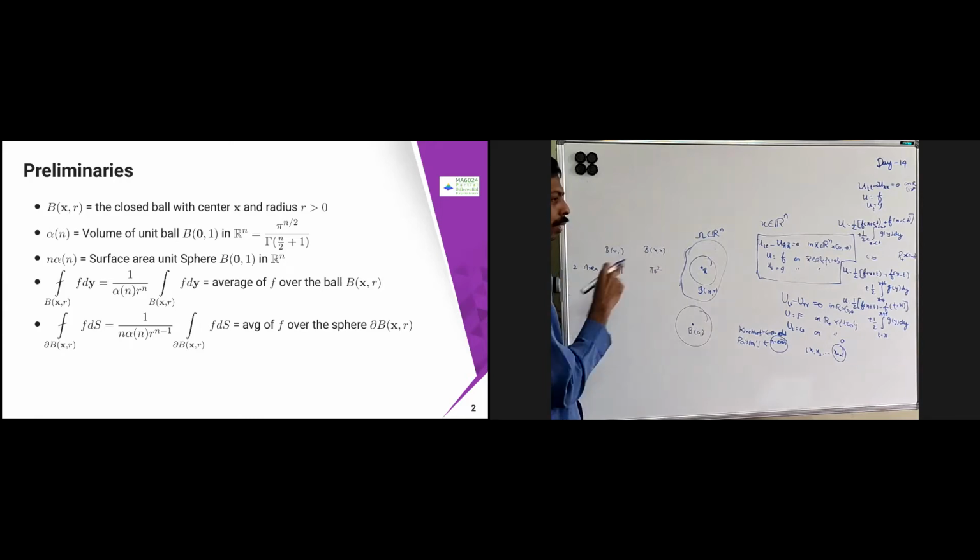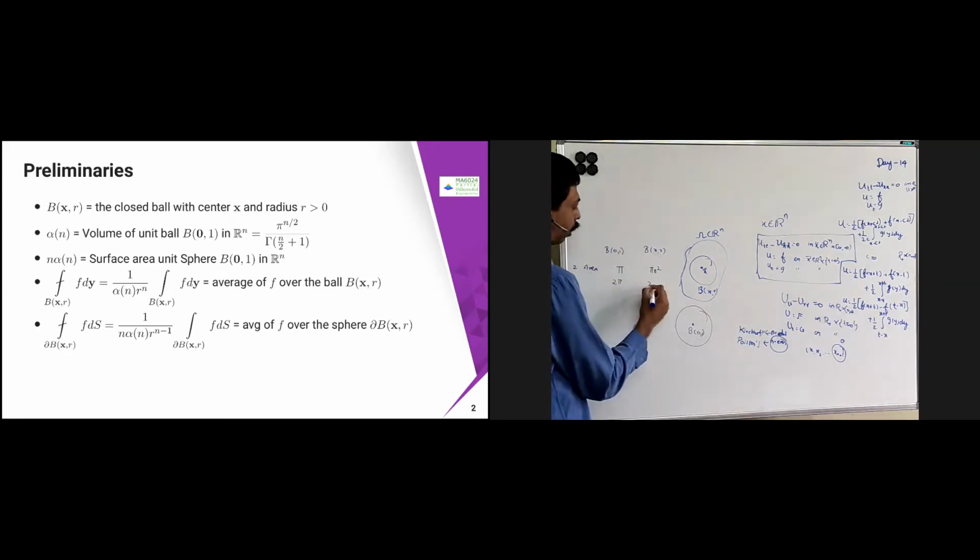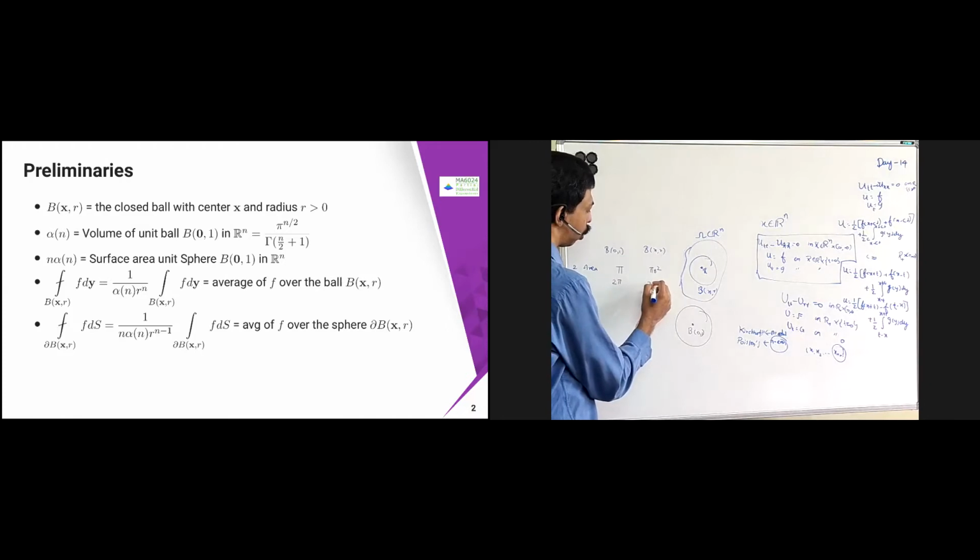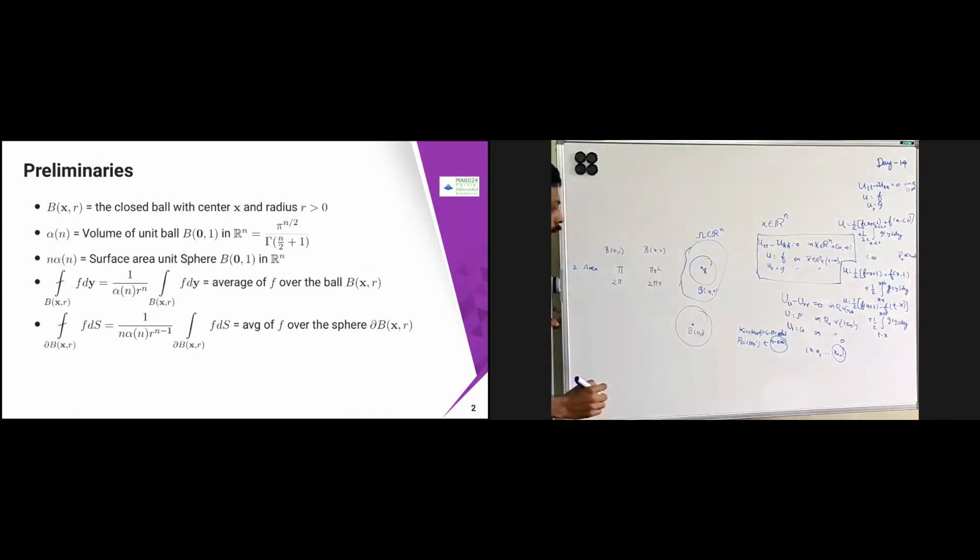And what is the surface area? Surface area means in this case it will become like a circumference. What is circumference? Circumference is going to be 2 pi r. Correct? Okay, this is circumference. So this I call volume always. This I call surface area. So this is the 2-dimensional case.